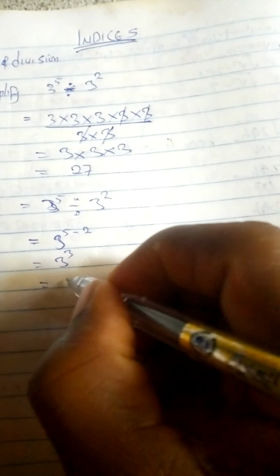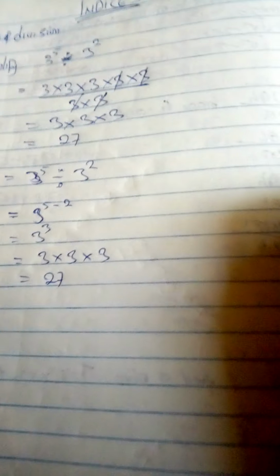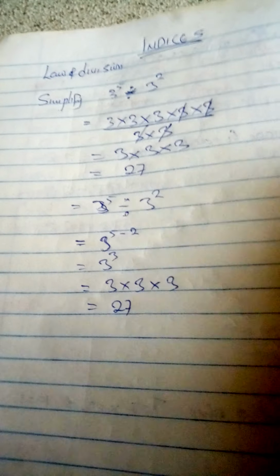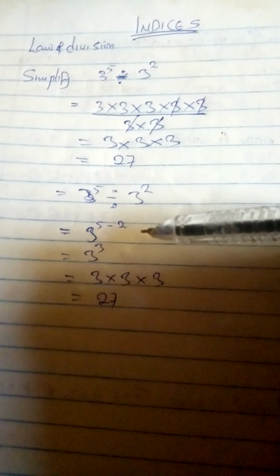You get that now? This may be our answer, but you can further say 3 raised to the power 3 simply means 3 times 3 times 3, which is equal to 27. You see what I just did now? I applied the first law here, so I further applied the second law here, of division. Do you get that now?